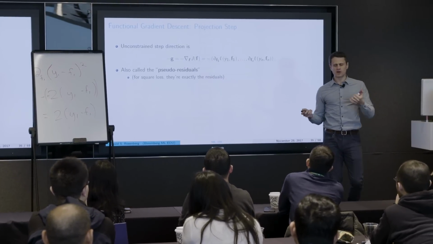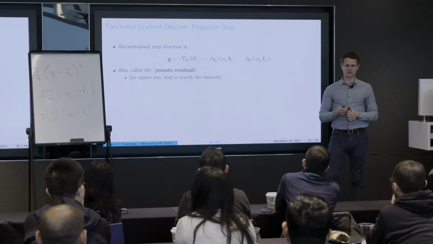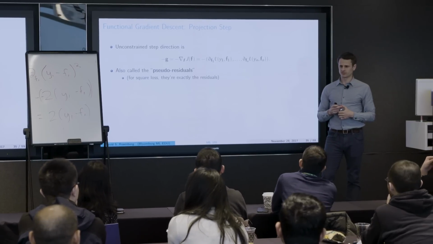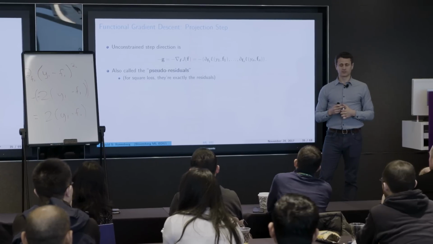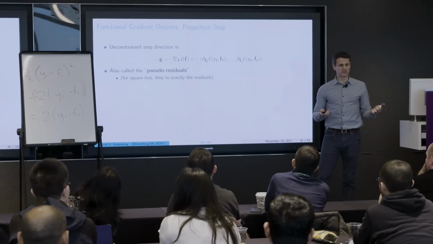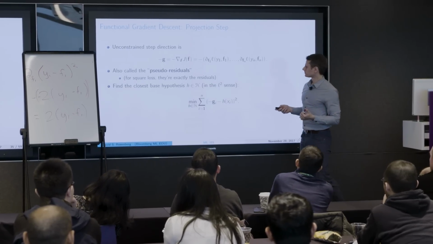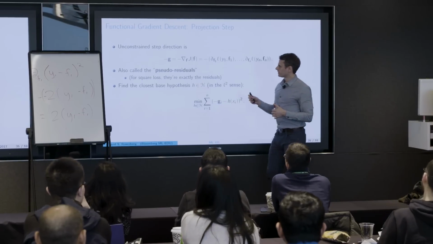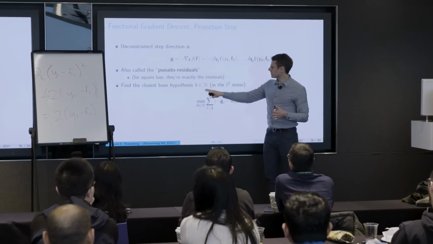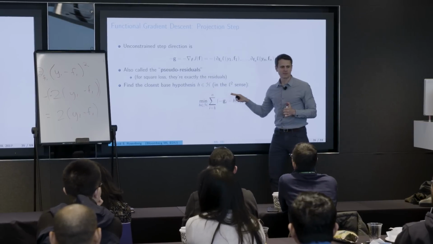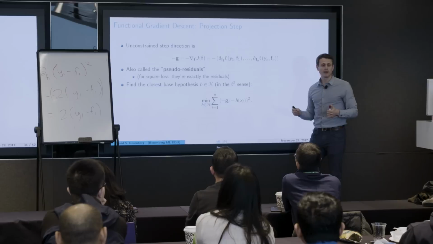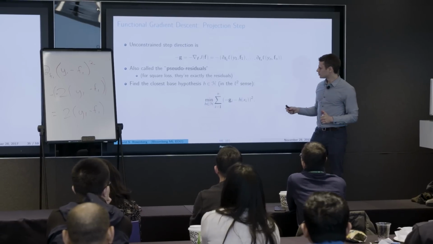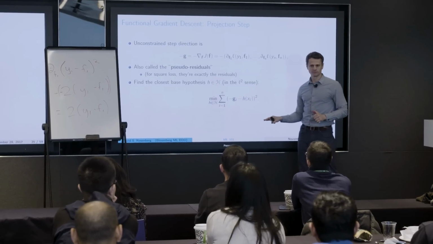I mean, how would we approximate predictions as closely as possible with a set of hypotheses? This is a lot like a regression problem. So this is the next step. Find the hypothesis in the hypothesis space that's closest in the L2 sense, let's say square loss, to the step direction that you want to go in.